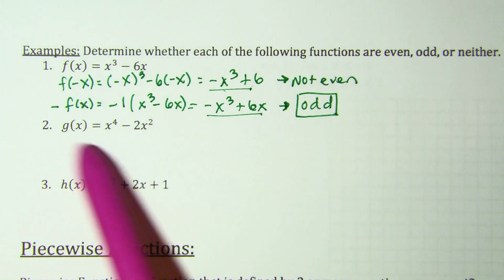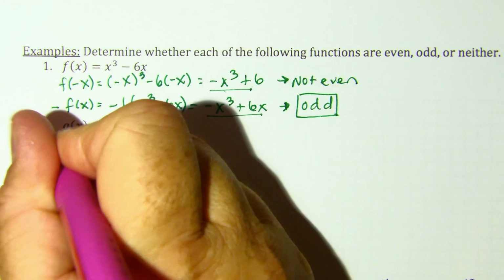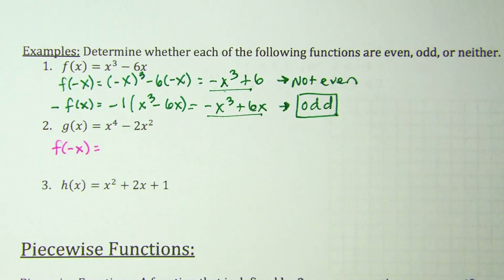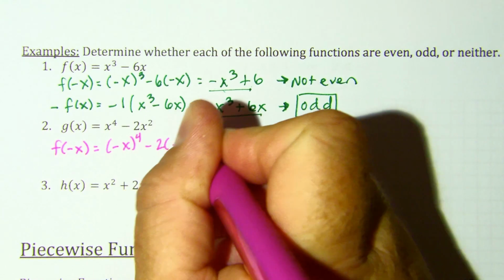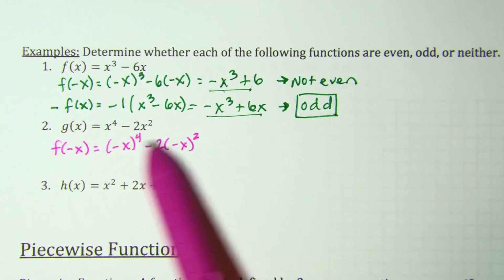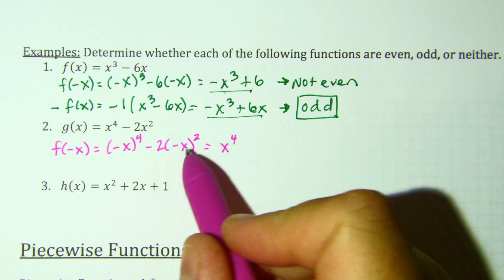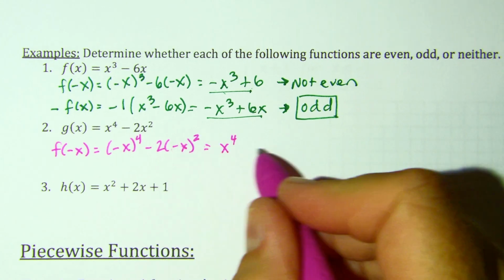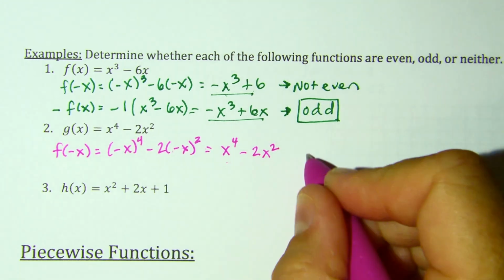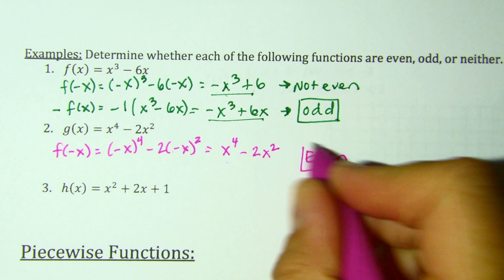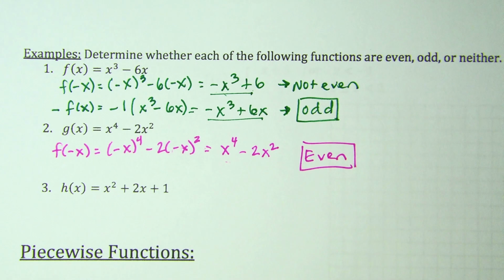The next example is g of x equals x to the 4th power minus 2x squared. Again, first we will check if it's even, so let's find g of negative x. If I plug in negative x to the 4th power, that gives me just x to the 4th power. And negative x squared is just x squared, so minus 2x squared. That is equal to the original, so this is an even function. Once we determine it's even, we don't need to bother checking odd because it won't be both.